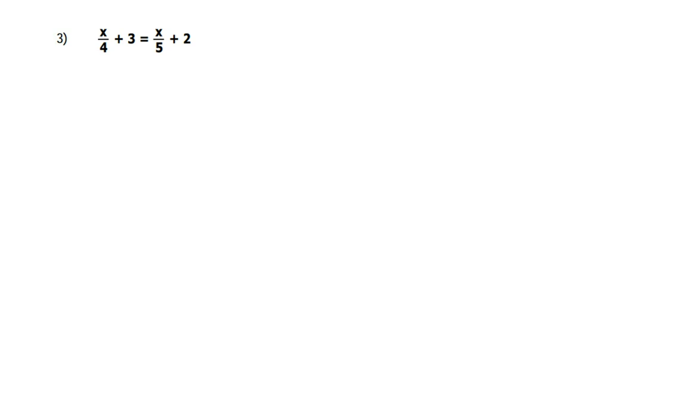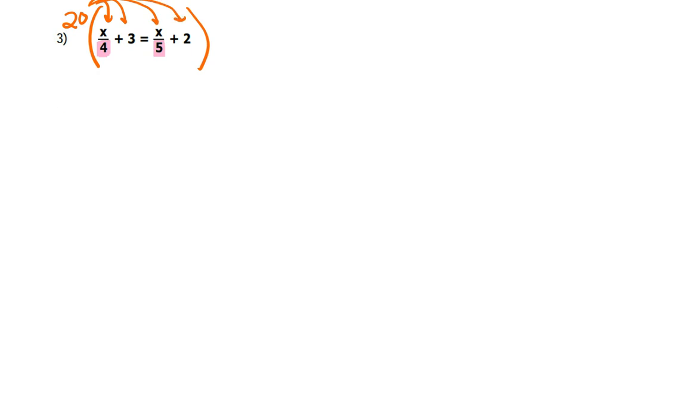All right, this one has fractions in it, so I am going to look at my denominators. The denominators are the 4 and the 5. I need one number that both 4 and 5 divide into, and that number would be 20. So I'm literally going to distribute a 20 to all 4 terms.